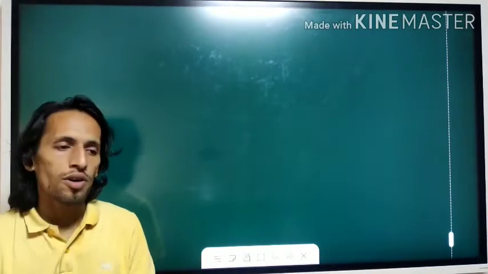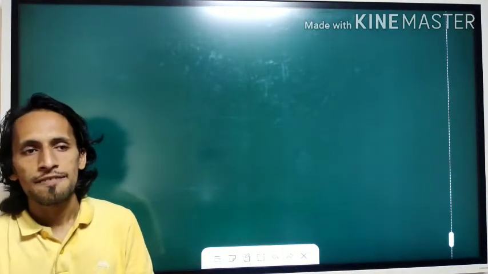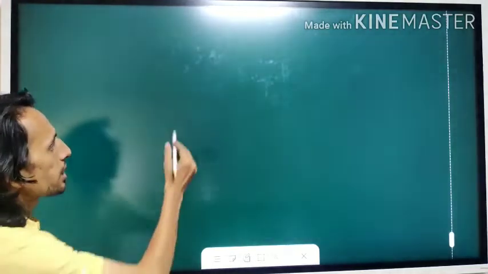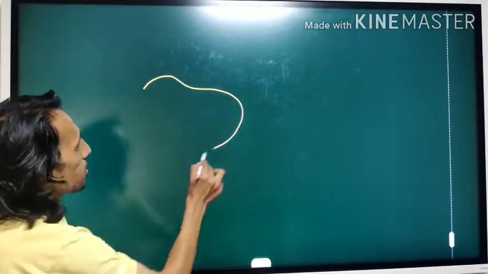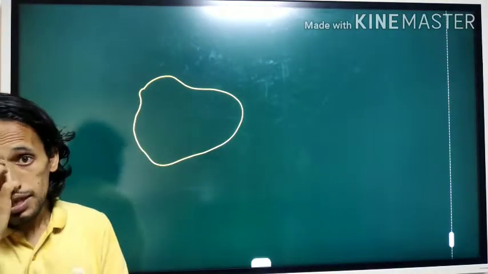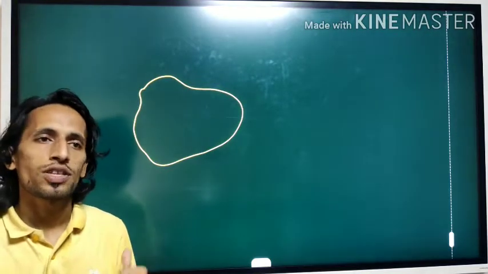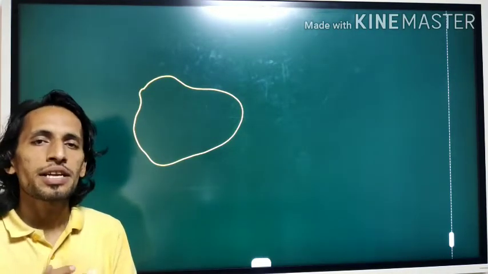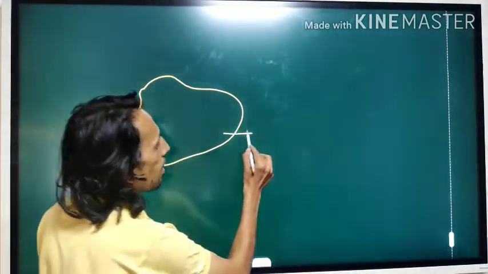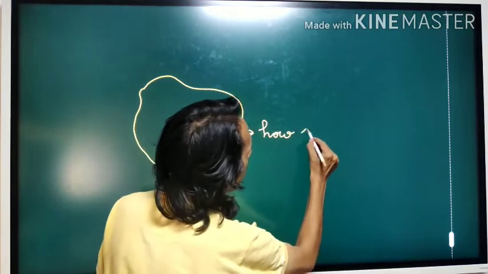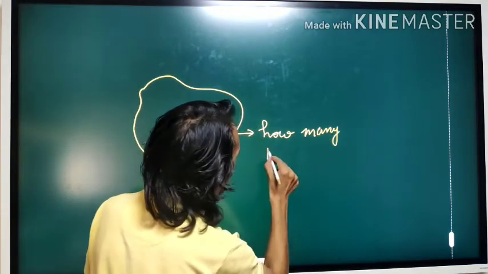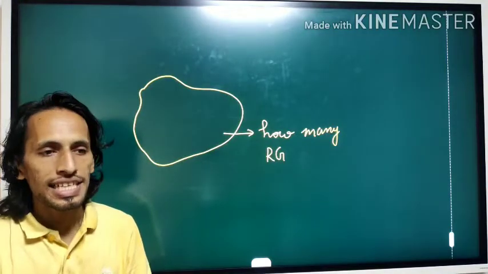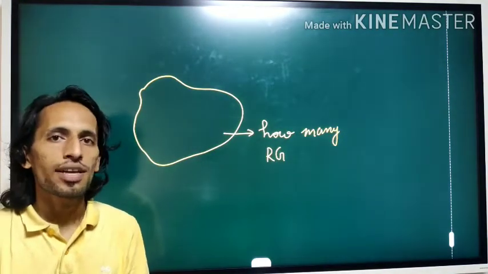So now, assuming that there is a place, say some city or some area, in which you want to locate or establish rain gauges. The very important question is: how many rain gauges? For this area, how many rain gauges should you establish? This is a question for you.